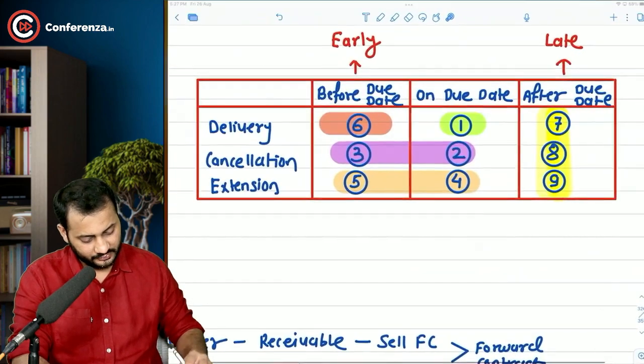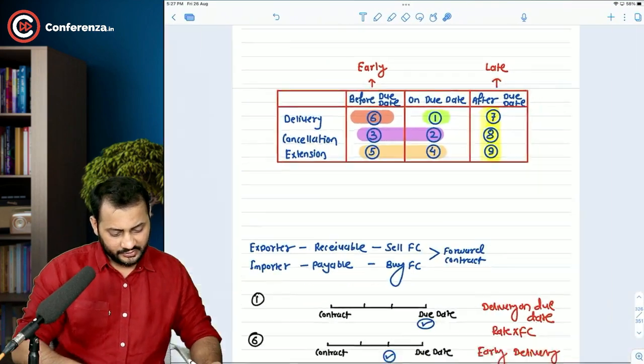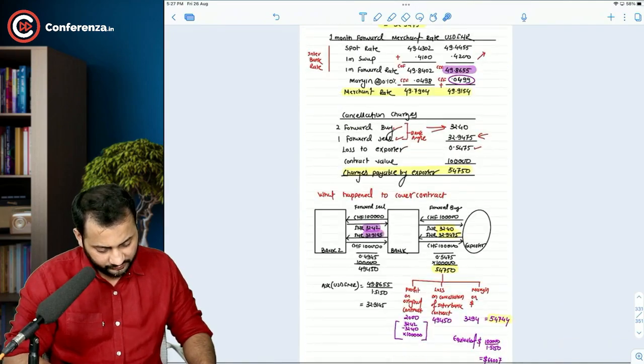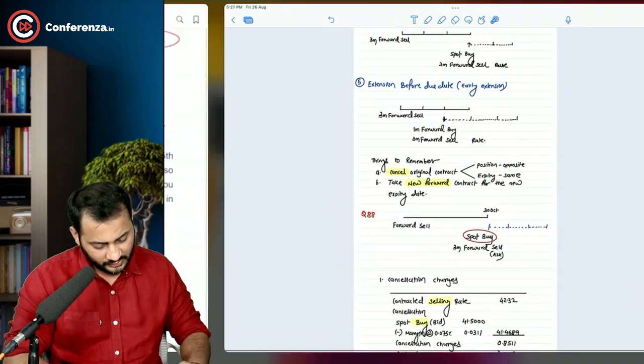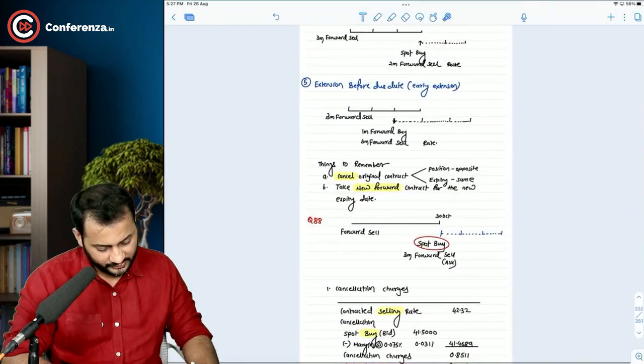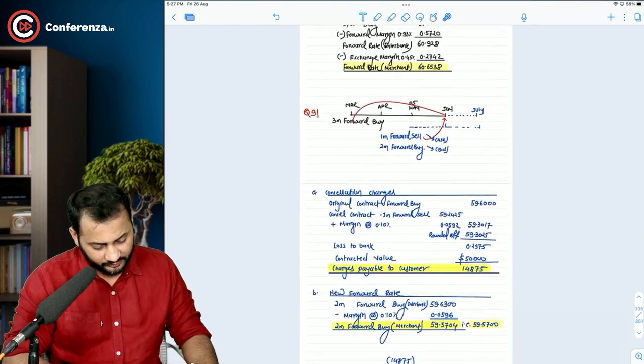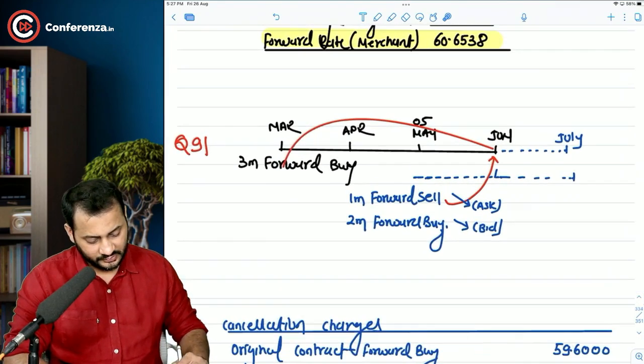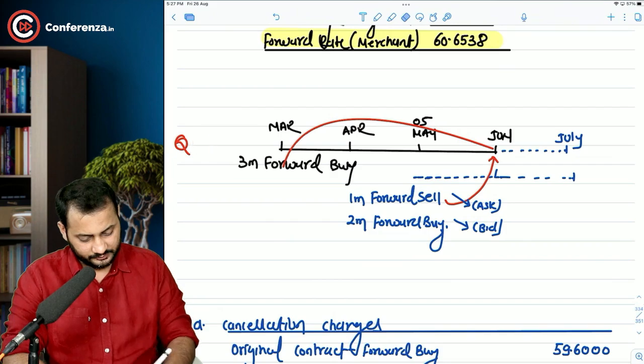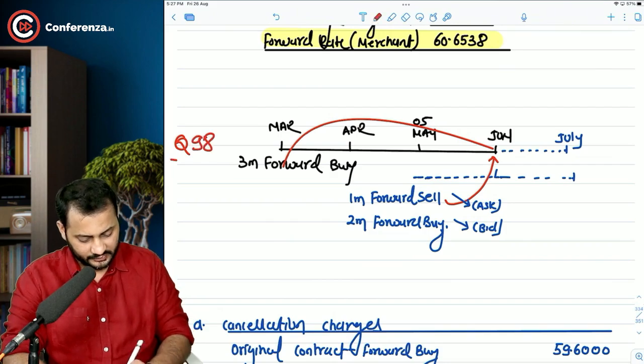Let's write it. Question number 98. I will just go through the question if we have solved it already. The rates are 59 point something, so it will be easy for me to find out. See, so that's question number 98 for us.